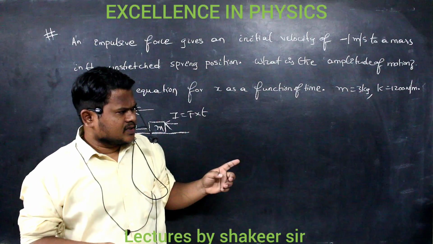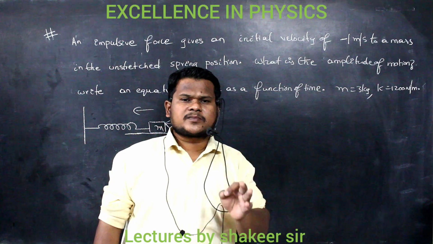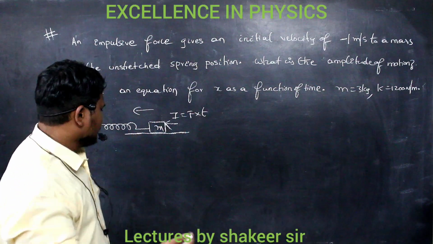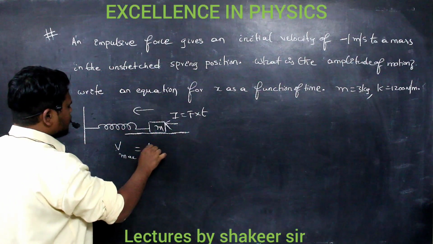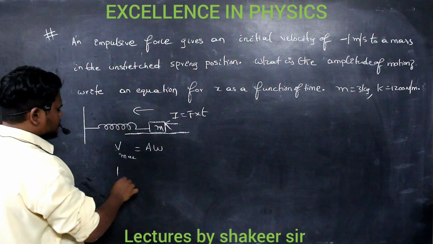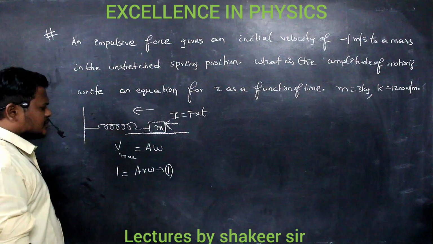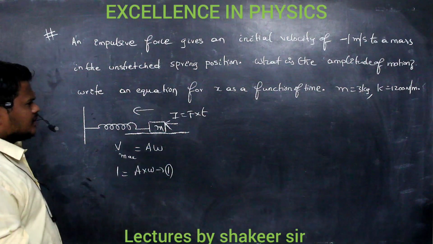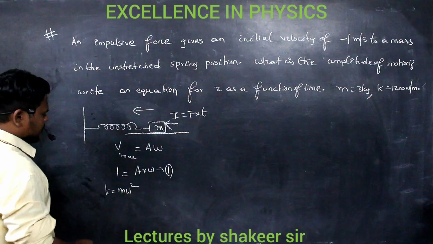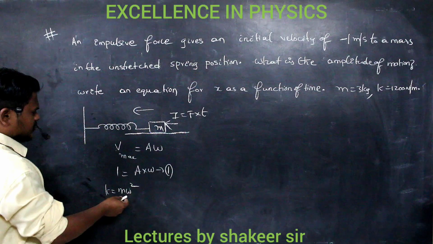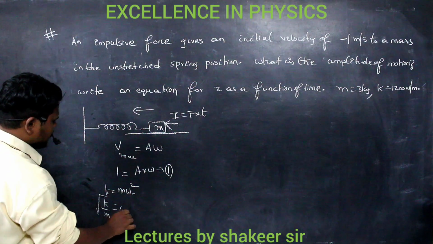And velocity given is minus 1 meters per second at the mean position. It means that is the maximum velocity the body can have. And we have already calculated the equation for maximum velocity, which is A into omega. So maximum velocity is 1. A value I don't know, omega value I also don't know. So let it be our equation number 1. But K value and mass are given, no? So we know that K is equal to m omega square. So from this I can calculate omega.